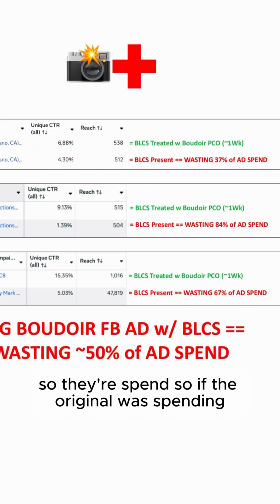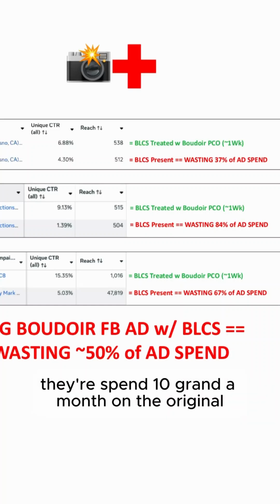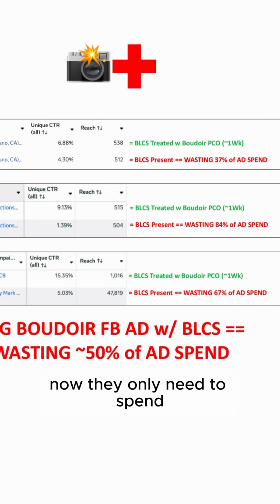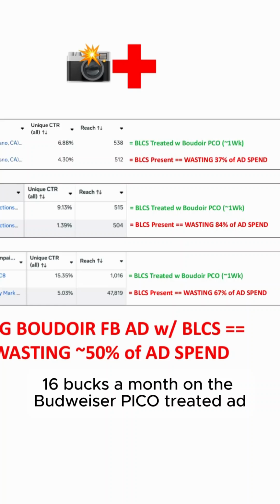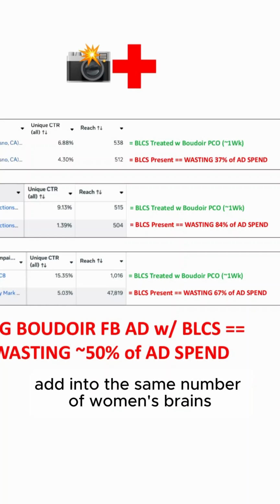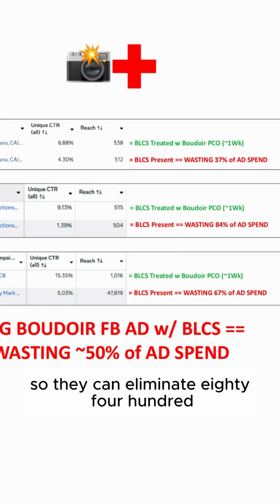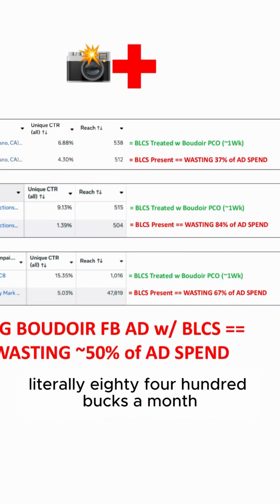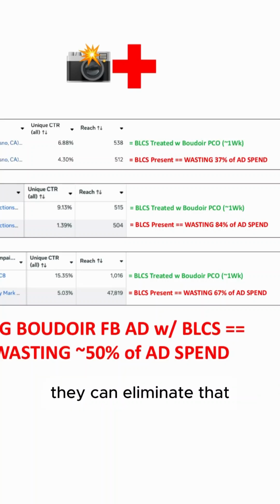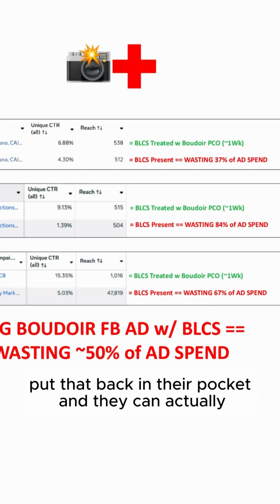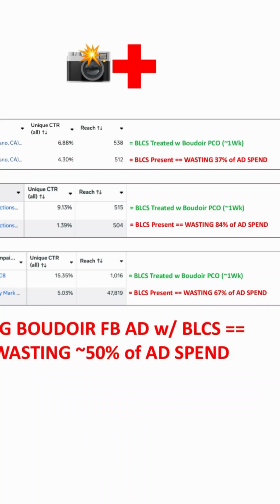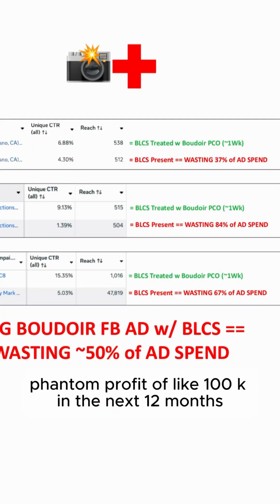So if the original was spending 10 grand a month, now they only need to spend $1,600 a month on the boudoir Pico treated ad to get their ad into the same number of women's brains in both scenarios. So they can eliminate literally $8,400 a month. Every single month is being wasted. They can eliminate that, put that back in their pocket, and they can actually profit like bonus phantom profit of like 100K in the next 12 months.